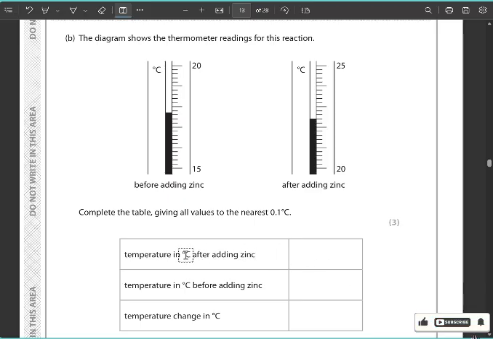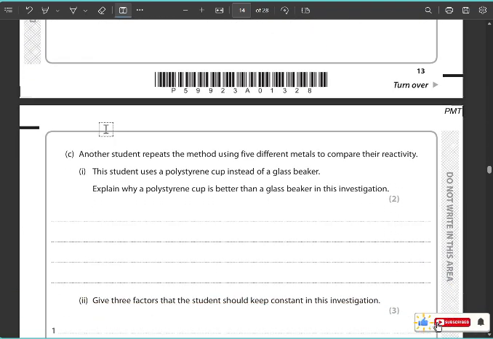Temperature in Celsius after adding zinc equals 22.4, as we see, and temperature before adding zinc is 17.7, and temperature change is equal to 4.7, which is the subtraction of 17.7 from 22.4.